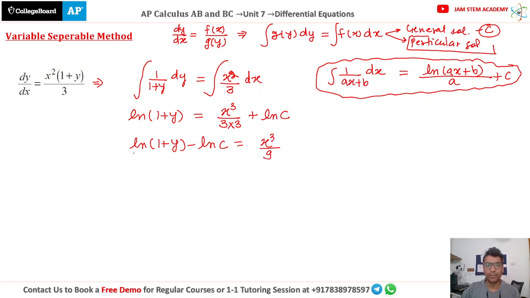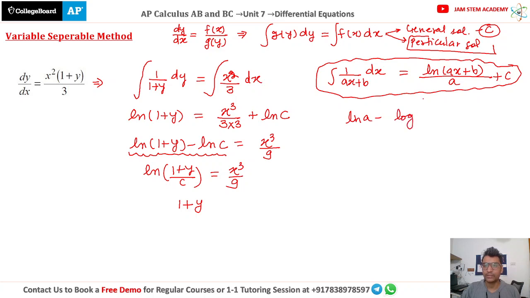Now here I will use the property of logarithm on the left side. Log a minus log b makes log of a by b. So 1 plus y over c is equal to x cubed by 9. Now from here I will get 1 plus y, using the definition of the logarithm. First I used the property that log a minus log b gives me natural log of a by b.